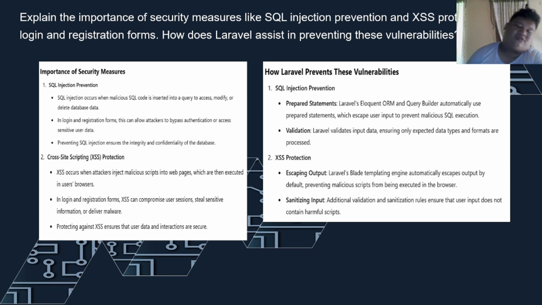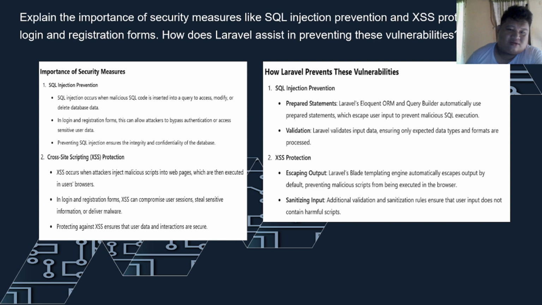The importance of security measures. SQL injection prevention. SQL injection occurs when malicious SQL code is inserted into a query to access, modify, or delete database data. In login and registration forms, this can allow attackers to bypass authentication or access sensitive user data. Preventing SQL injection ensures the integrity and confidentiality of the database. Cross-site scripting or XSS protection.